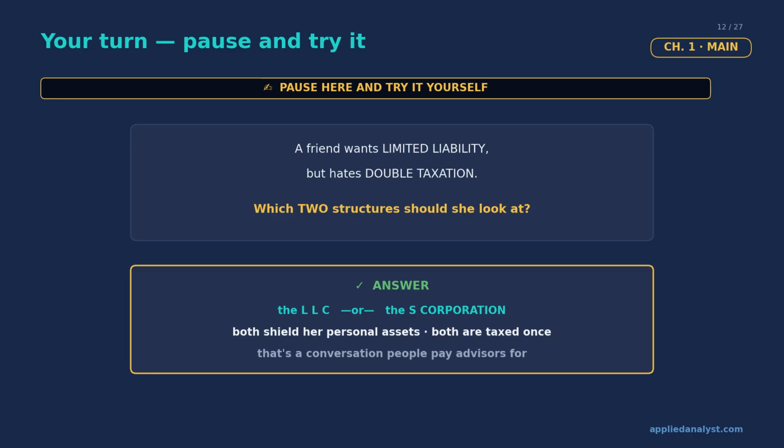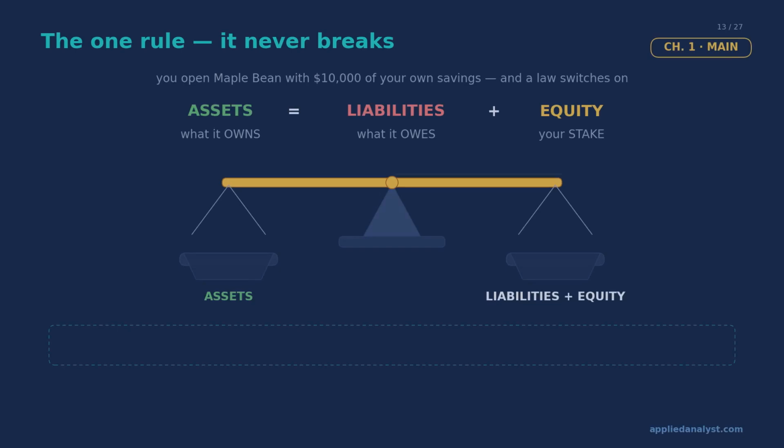Now, everything so far was vocabulary. What comes next is the machine itself, and it's the reason this chapter exists. You open Maplebean with $10,000 of your own savings. The instant that money lands in the till, a law switches on, and for as long as the shop lives, it never breaks. What the business owns equals what it owes, plus your stake. Assets equal liabilities plus owner's equity.